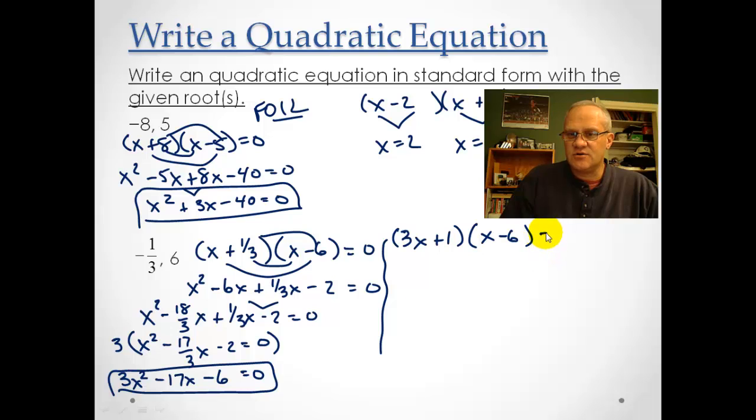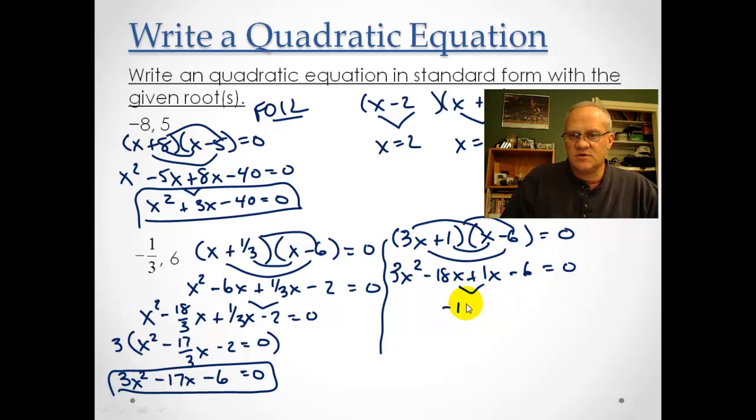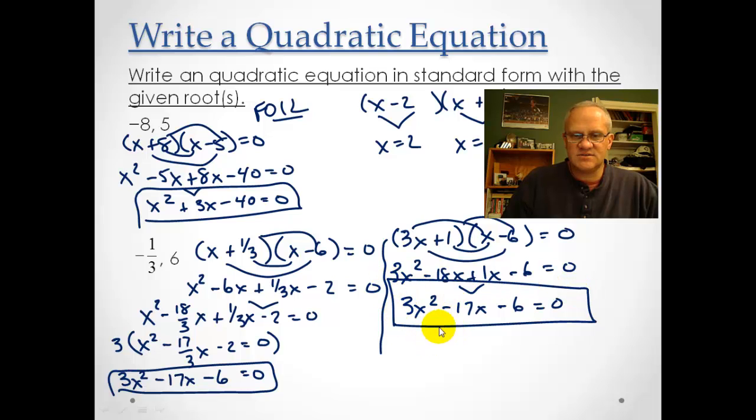Now let's FOIL this together, and the rest of this is going to be a lot easier here, I think. So 3x times x, 3x squared, that's going to be -18x plus 1x minus 6. And now when you combine these, what do you get? -17x. And if you notice, that's the same thing. So, woo! I did it right. Yeah, so that's all that stuff in there with the fractions you can avoid if you can kind of remember this little trick, and instead of writing x plus 1/3, you could write 3x plus 1.